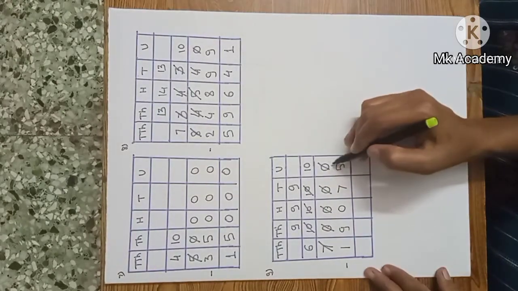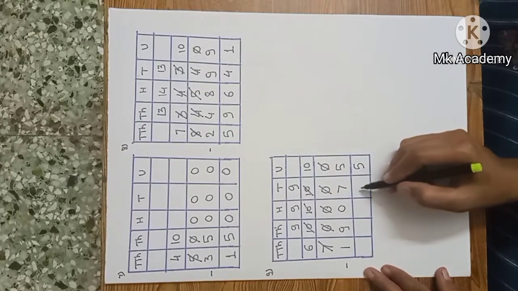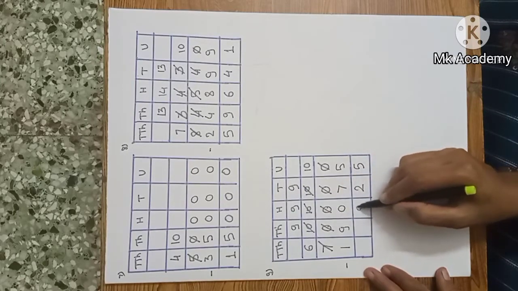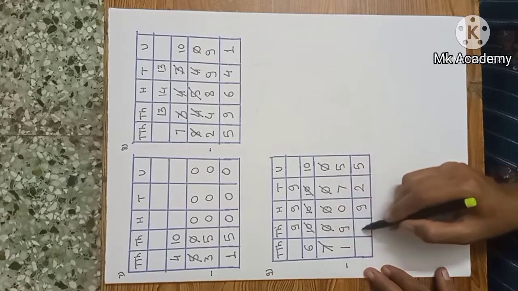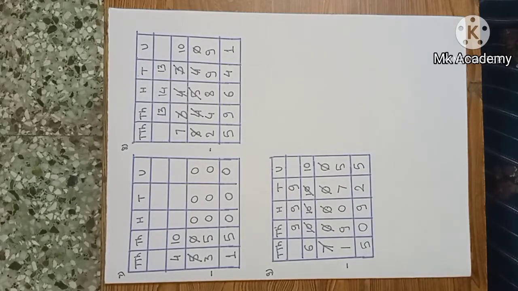Now 10 minus 5, 5. 9 minus 7, 2. 9 minus 0, 9. 9 minus 9, 0. 6 minus 1, 5. The answer is 15,925.